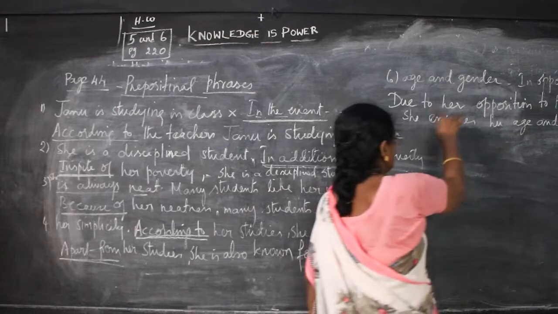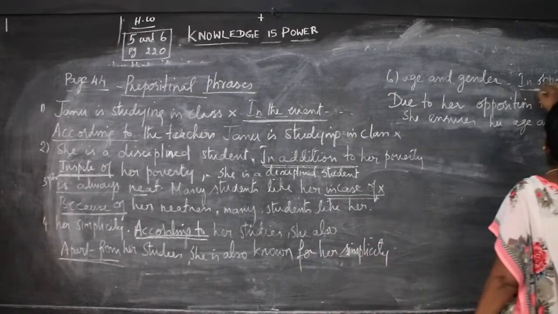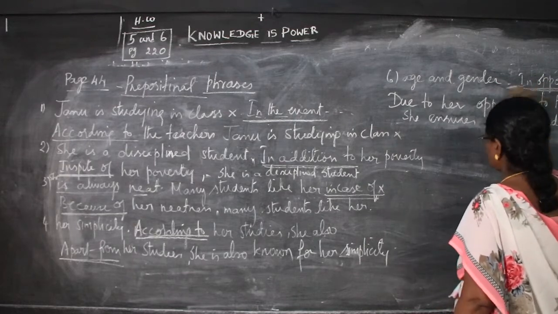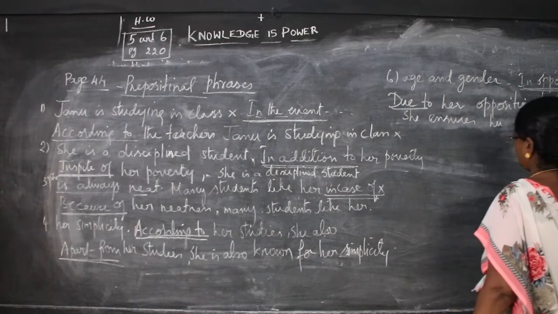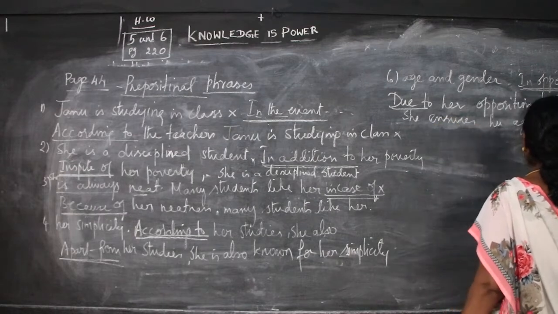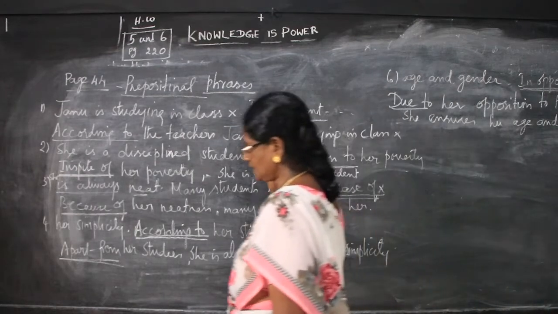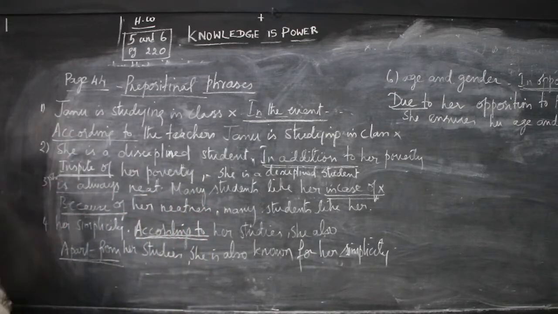Now, age and gender, "in opposition to". This "in opposition to" is the prepositional phrase that should be replaced by "due to". Due to her age and gender, she takes leave. I hope you follow this prepositional phrase very clearly on page number 44.